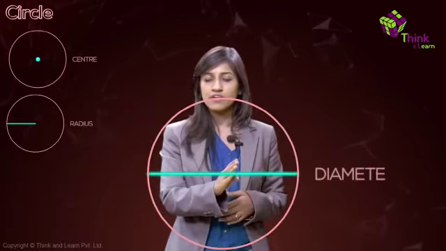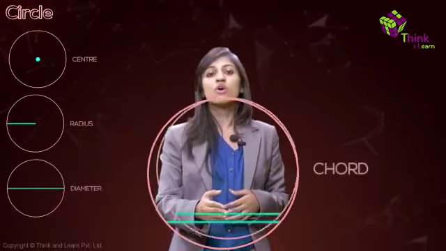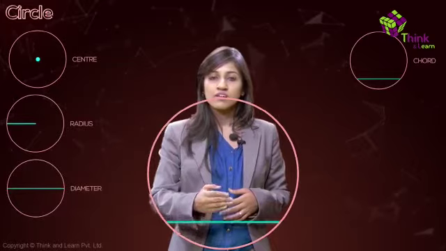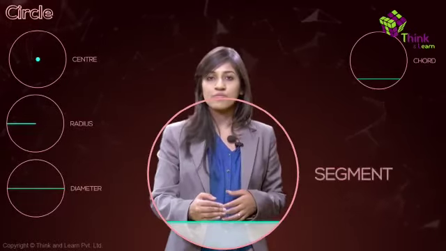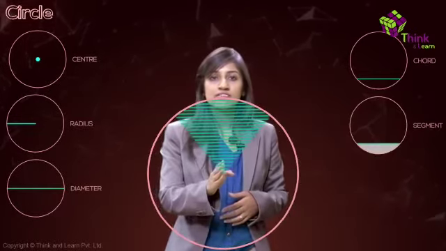So I have a circle over here. Okay. Now, let's look at the first part. This is the center. Okay. This is the radius. This length is the diameter. This is a chord. This region is a segment, right? This is a sector.